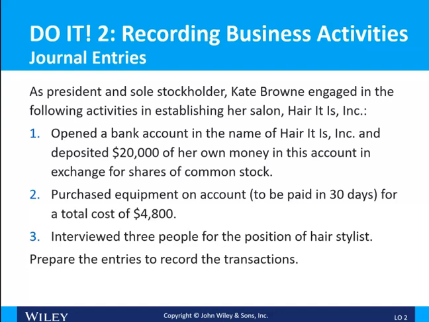Okay, now we'll have some more examples of journal entries. So president and sole stockholder Kate Brown engaged in the following activities in establishing her hair salon, Here It Is Inc. So first, she opened a bank account in the name of Here It Is Inc., deposited $20,000 of her own money into this account in exchange for shares of common stock. Then she purchased equipment on account to be paid in 30 days for a total cost of $4,800. She interviewed 3 people for the position of hairstylist. Now we're going to analyze and prepare the entries to record these transactions.